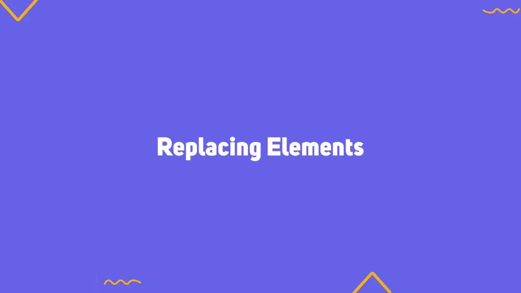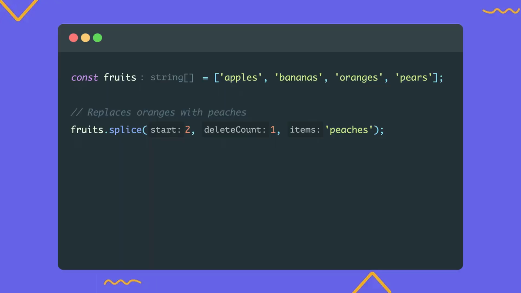Example 4. Replacing elements. Now for the most interesting scenario, replacing elements. By passing both the number of elements to remove and new elements to add, we can replace old elements with new ones. Let's replace oranges with peaches. Here, we start at index 2, remove one element, oranges, and insert peaches in its place. This makes it easy to dynamically manage array contents on the fly.